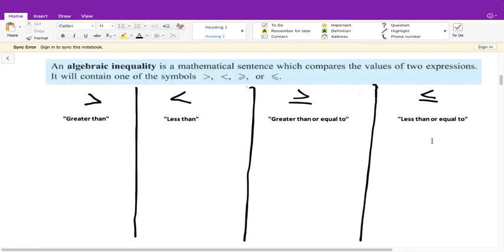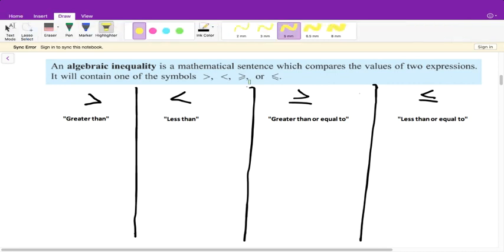Right, so an algebraic inequality is a mathematical sentence which compares the values of 2 expressions. It will contain one of these 4 following symbols. So whenever you see one of these symbols, then you know that we're dealing with an inequality and not an equation. All right, so we're going to go through each of these individually now. So we read left to right. We also read these symbols left to right.